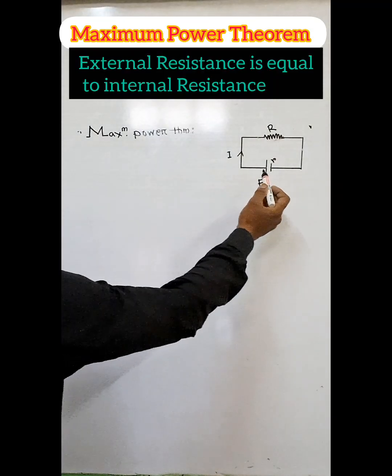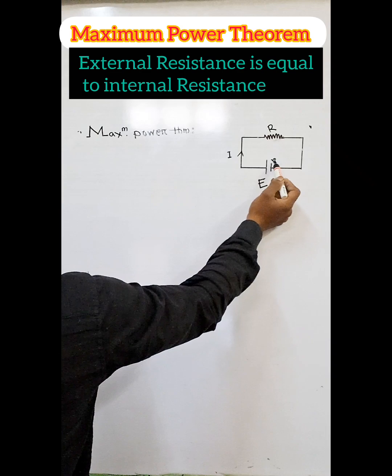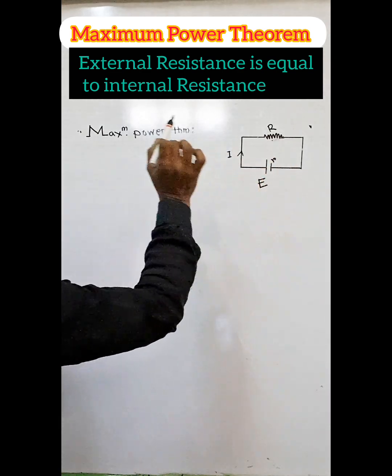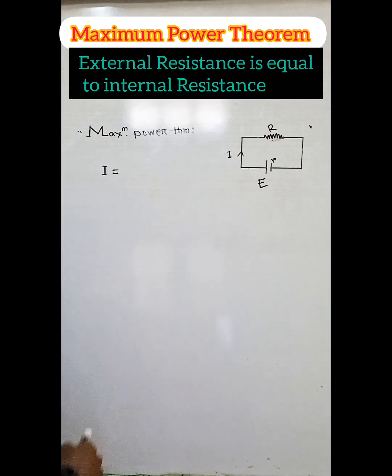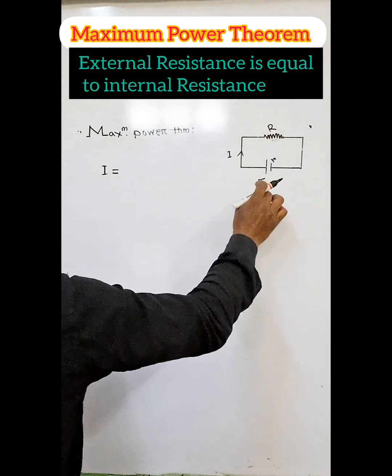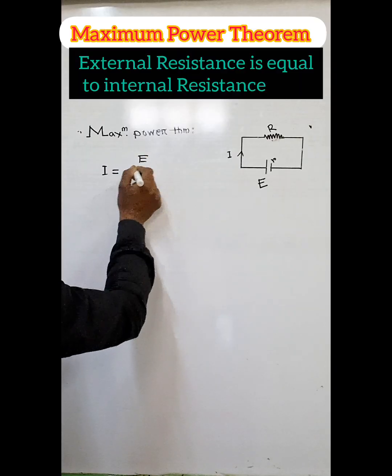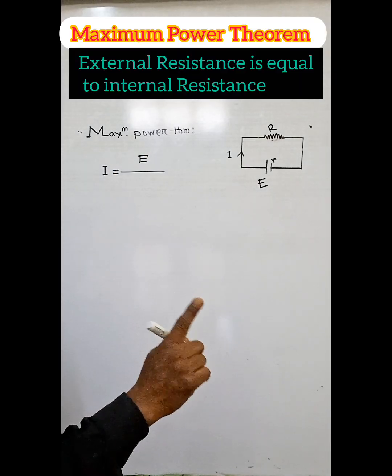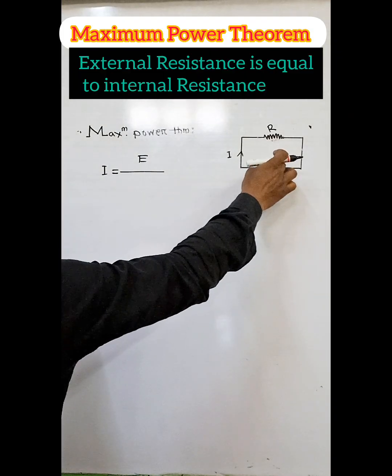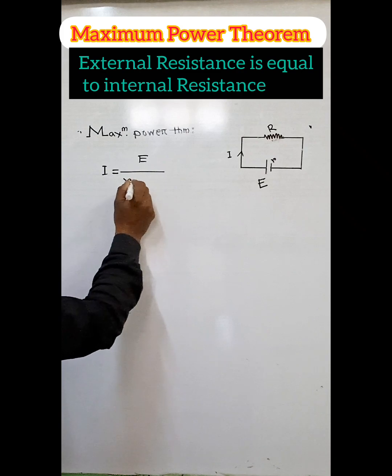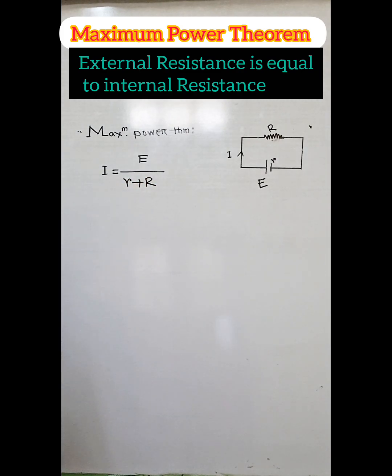Now let us consider a simple circuit. EMF E, internal resistance r, external resistance capital R, and current I flows here. Then current I equals voltage divided by resistance. The total voltage is the EMF, E, divided by the total resistance, which means internal as well as external resistance, that is r plus R. So I is this much.